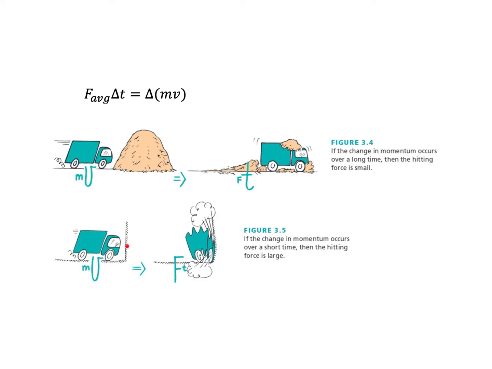Now, when the truck hits the wall, the time of impact is much smaller. The wall brings the truck to a stop much more quickly, and so the time is very small, but that means the force in order to stop the truck has to be correspondingly large. That's why slamming into a wall is much harder to recover from than slamming into a bale of hay. The bale of hay will slow you down slowly, the wall will slow you down very fast, and in order to do that, the wall has to apply a much bigger force to the truck, and so the truck gets smashed up.